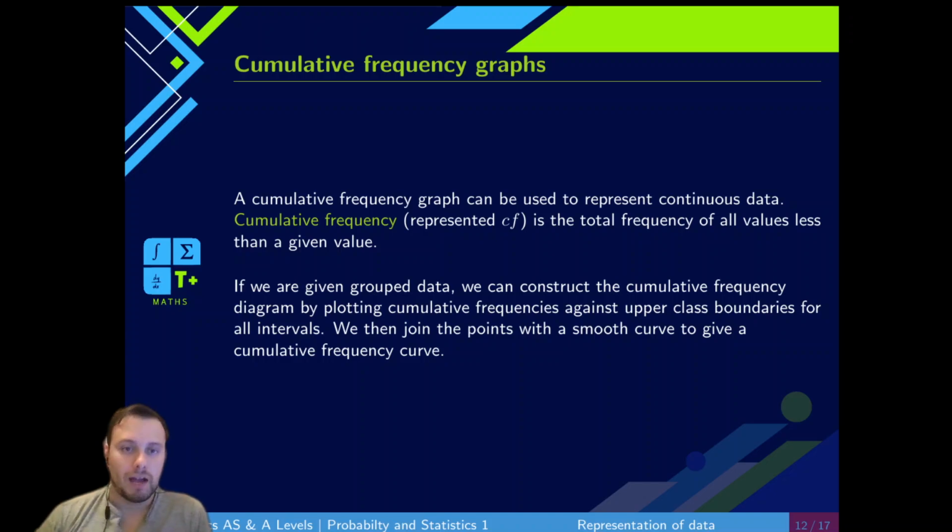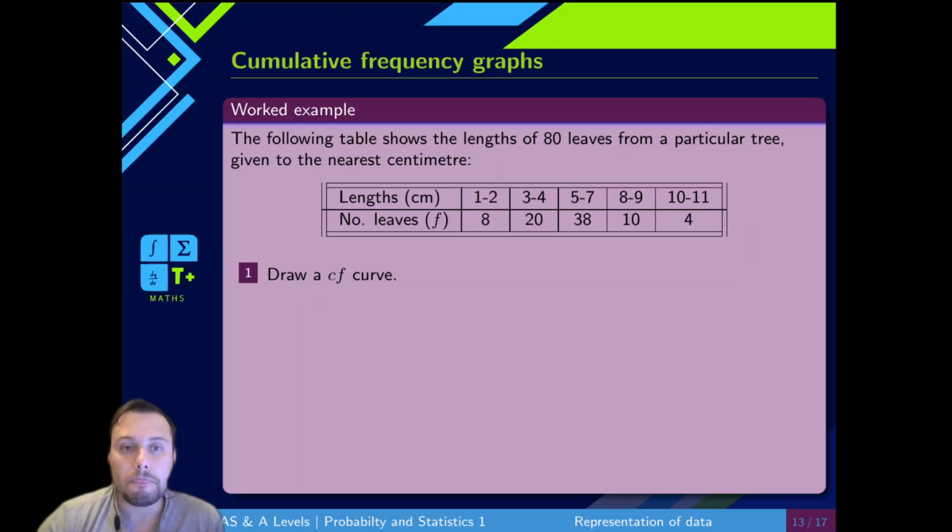Okay, so how is this going to work? Let's take a look at the following example. We have here the table that shows the length of 80 leaves from a particular tree. Just by reading the task, you can see this is given to the nearest centimeter. That means that values are rounded. If you don't know what I'm talking about, take a look at my video on histograms, where at the beginning I talk about what happens when data is rounded.